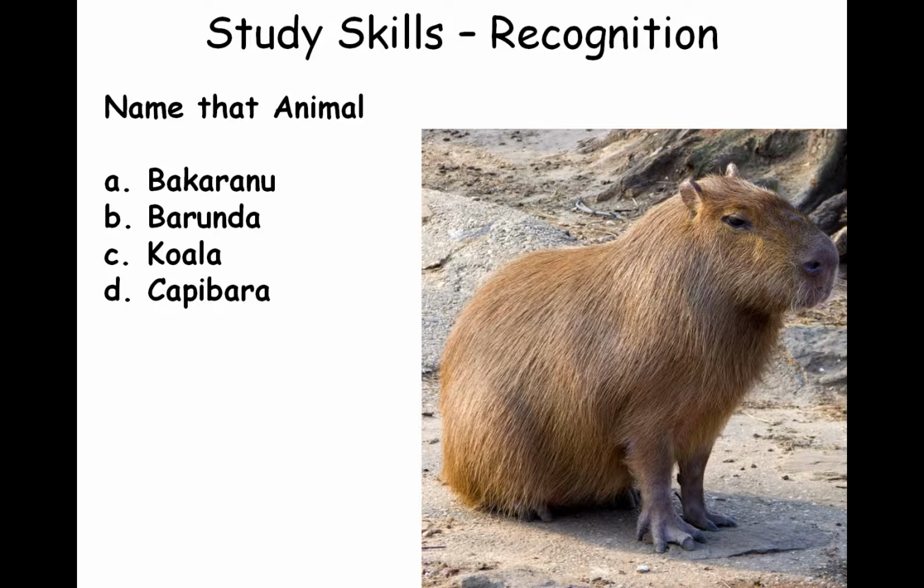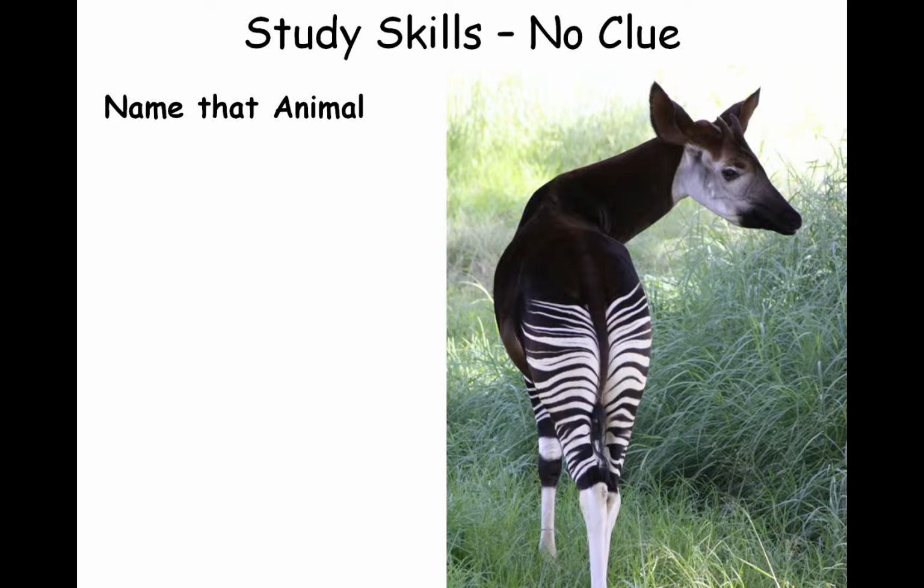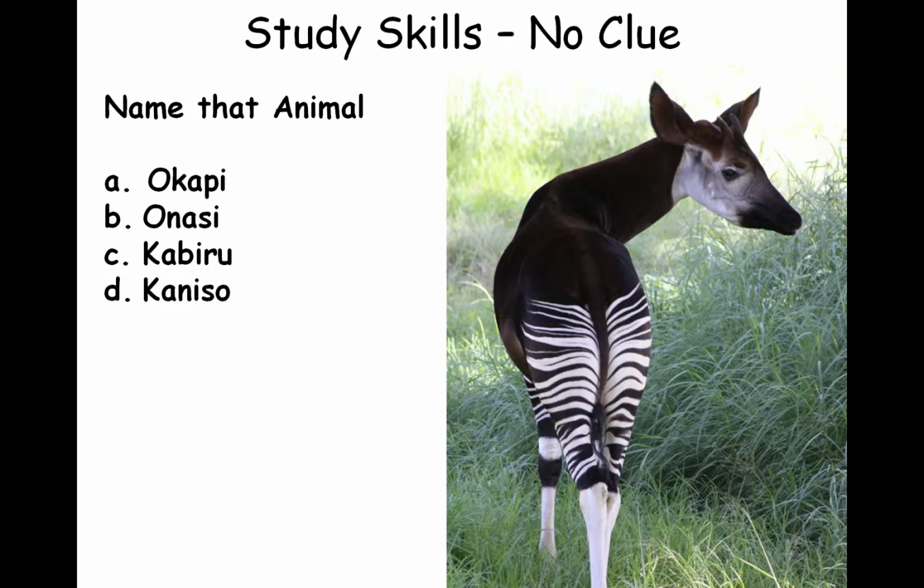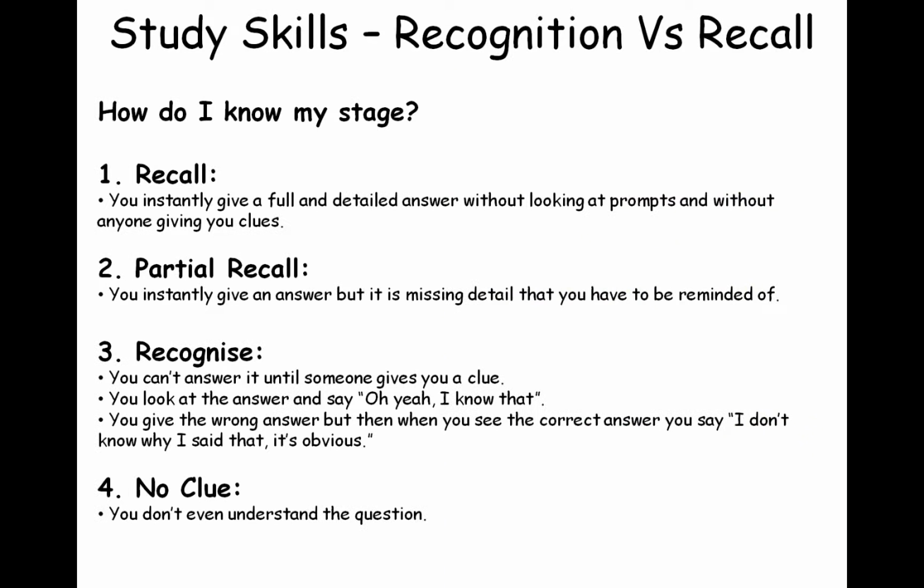That meant that I had the false impression that when I see this animal, I know what it is. In actual fact, if I was to perform an exam where they showed me a picture of this animal, I would not be able to recall its name unless I study it again. And finally, no clue. It's A, an okapi, B, onasi, C, kabiru, or D, kaniso. I'll let you work that one out for yourselves.